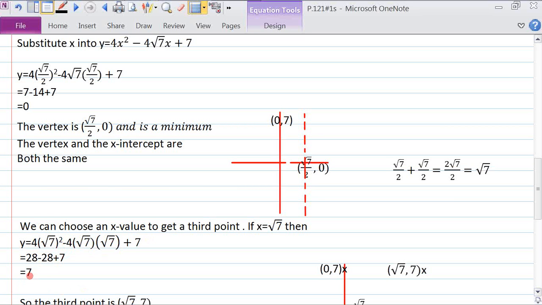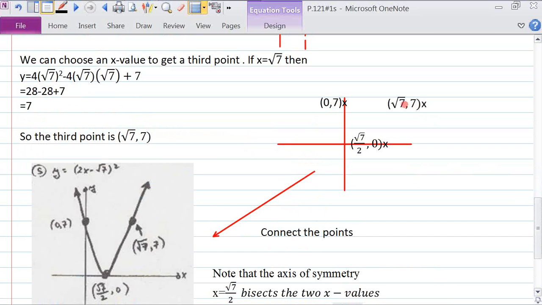And so y will equal 7 when x equals root 7. And you can see that this point would be just about here. So what do we have? We have the y-intercept, we have the x-intercept and the vertex, and we have this third point. If we connect all these points together, we're going to get this graph here.